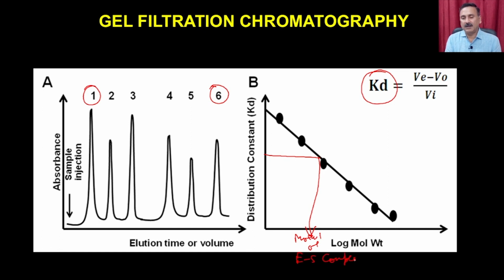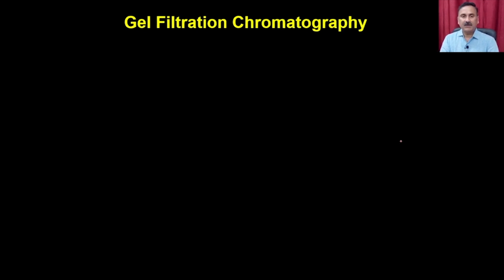So in this case, when you do the substrate interactions, the enzyme is going to move either in the left-hand direction or the right-hand direction. So this is all about gel filtration chromatography, how you can use gel filtration chromatography for monitoring the enzyme-substrate interactions.